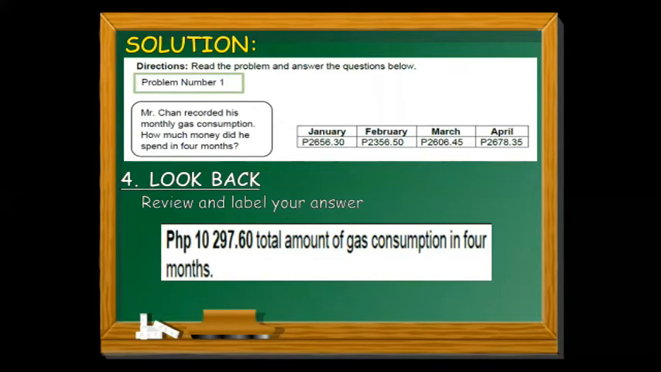So idudugtog mo lang yung sa dulo niya, kung ano ba yung hinihingi niya. Since the question is how much money did she spend in 4 months for the total gas consumption, that's the answer. 10,297 and 60 cents total amount of gas consumption in 4 months.